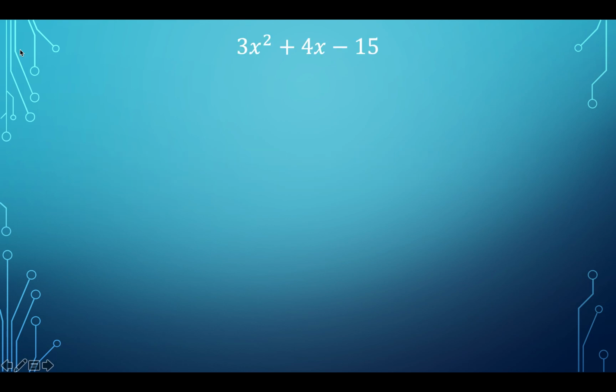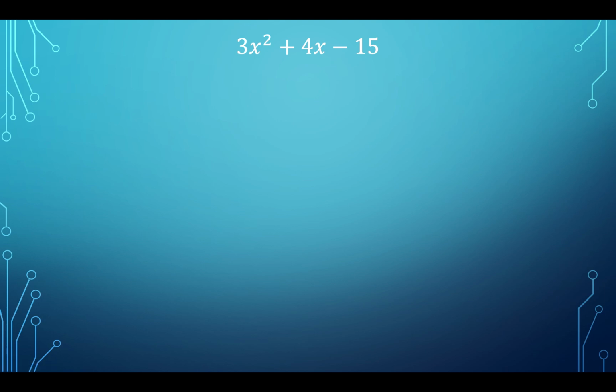So let's try this example. We have 3x squared plus 4x minus 15. Here a is 3, b is 4, and c is negative 15. Now I'm saying it's negative 15, not just regular 15. Why? Because of this subtraction sign.